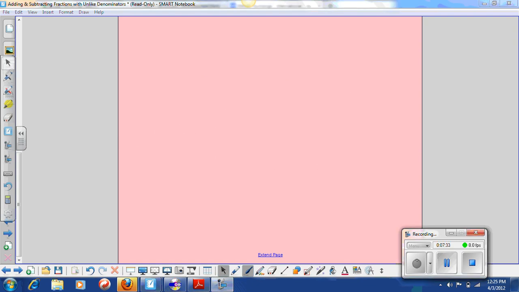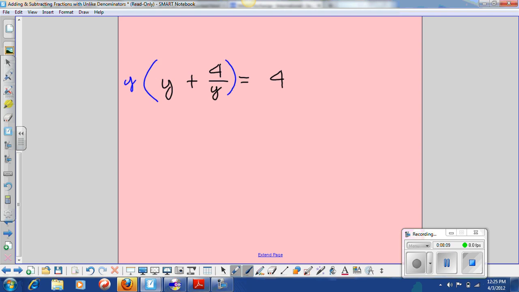Let's take some harder ones. I've got y plus 4 over y is equal to 4. Well, I said it's easier to get everything into fractions, but I've only got one fraction here. So the easiest way to solve this is to clear it of all fractions. Now, the easiest way to do that is just to find your lowest common denominator and multiply the whole equation by it. So since y is our only denominator, let's multiply everything by y.